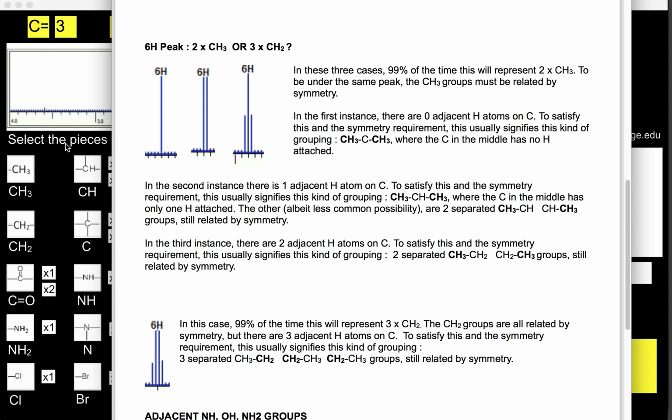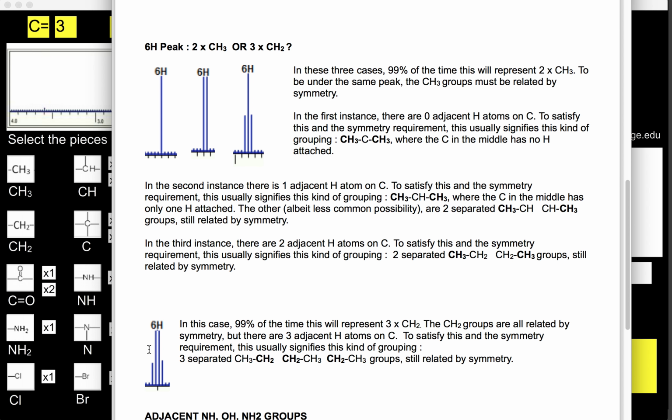So when you're deciding whether or not to do 2 CH3s or 3 CH2s for a 6H, look at the number of peaks, and generally what we find is this: 1, 2 or 3 peaks is generally 2 CH3s, whereas 4 peaks is generally 3 CH2s. If you'd like, you can stop the video and read about my symmetry arguments here for why this is usually the case.